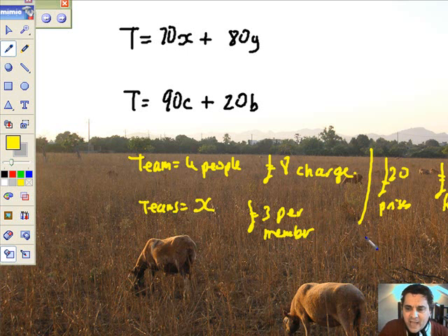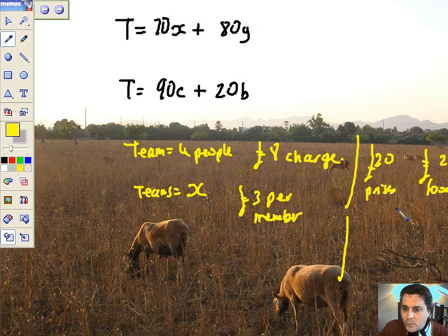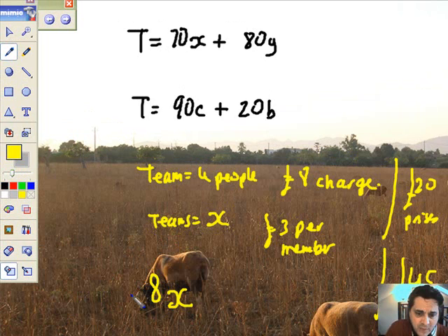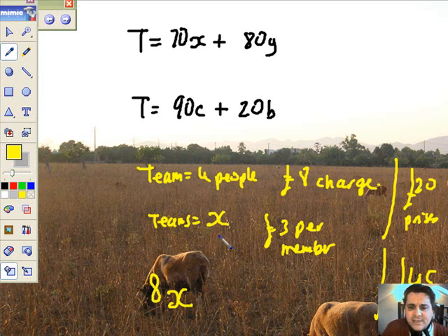Well, let's work out how much it's going to cost them first of all. Well, 20 plus 25, that's going to cost £45 straight away. Now, if I've got X number of teams and they each have to be charged £8 per group to enter, straight away, whatever my number of teams is, I've got to multiply by 8 to find out how much to charge for the entry. Now, X contains 4 people, I'm told.